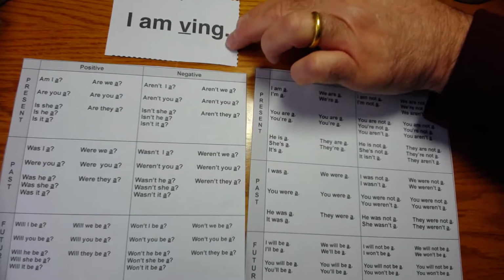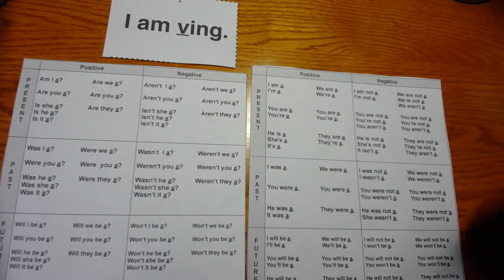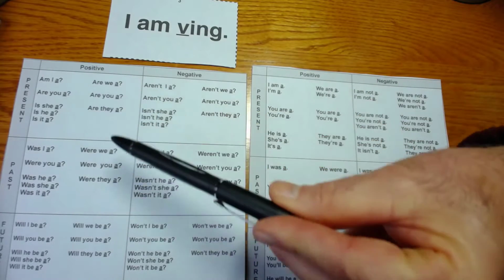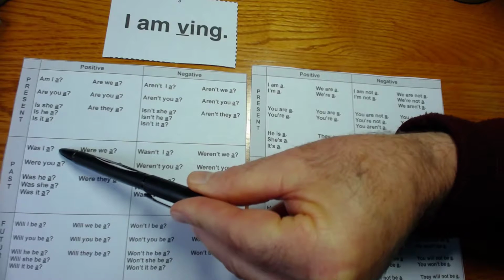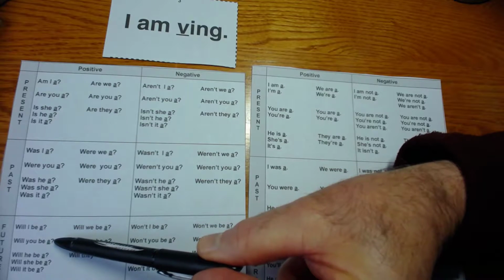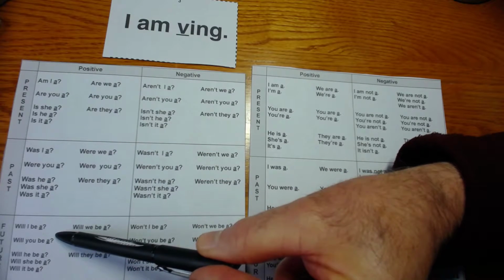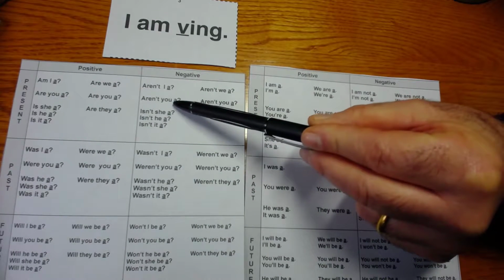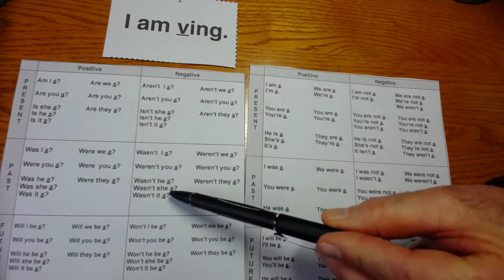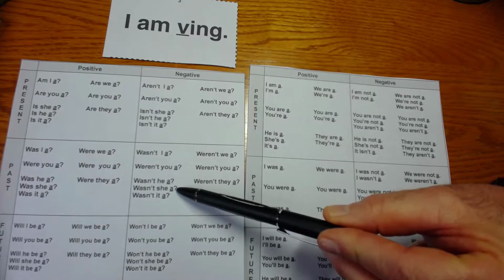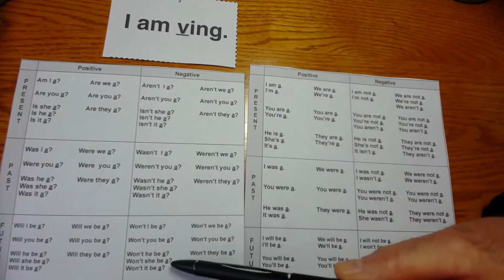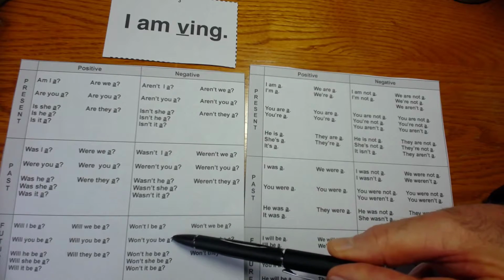I am. Please repeat. Am I studying? Was I studying? Please repeat. Will you be studying? Aren't you teaching? Wasn't she eating? Won't you be teaching?